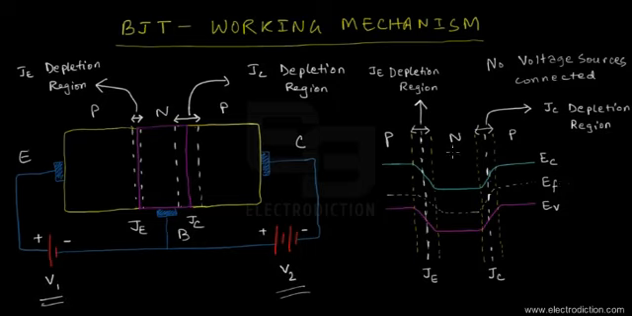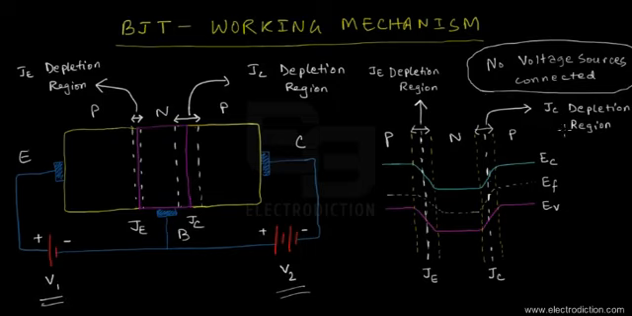So this particular diagram over here represents the energy levels of a BJT where the voltage sources are not connected. Don't confuse it with the energy level diagram on the left over here. Okay, so this represents a condition where no voltage sources are connected across a PNP type of BJT.